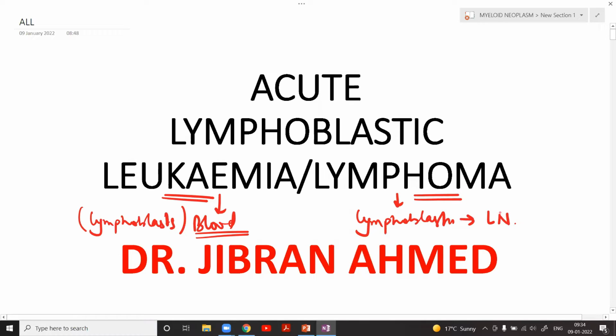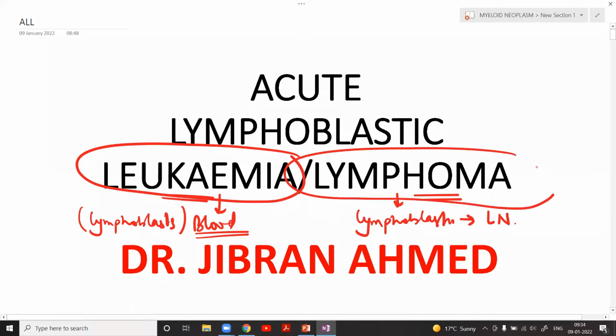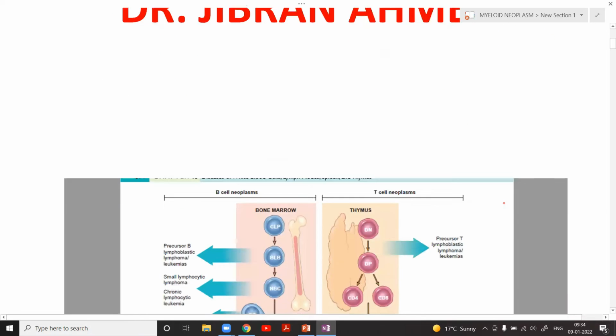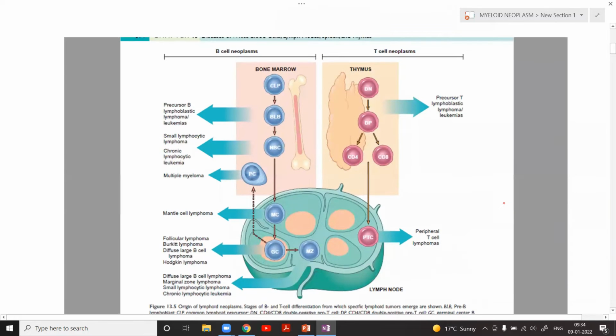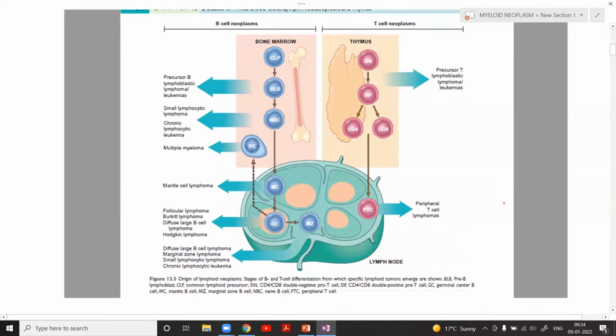Is this completely clear? Both leukemia and lymphoma are the same manifestation of the same disease. In leukemia there is involvement of the blood, and in lymphoma there is involvement of the lymph node. Is this clear to everyone? What is the difference between leukemia and lymphoma? Before I start with acute lymphoblastic lymphoma, you must understand a few basic concepts. Only then will you understand the concept of lymphoma or leukemia.